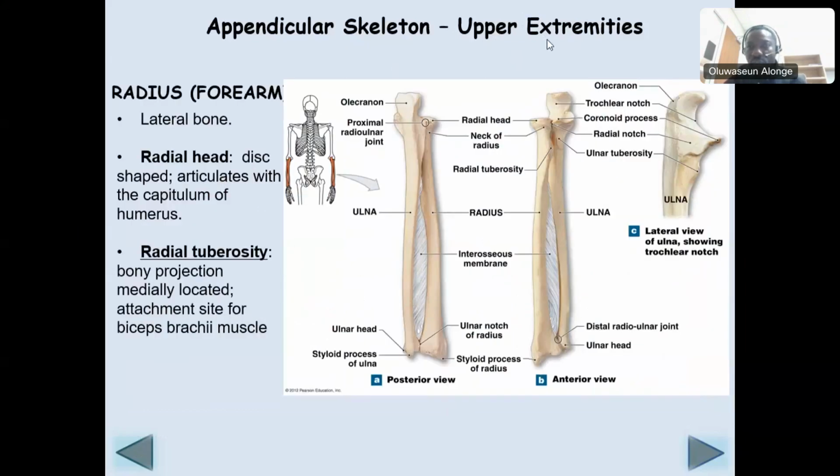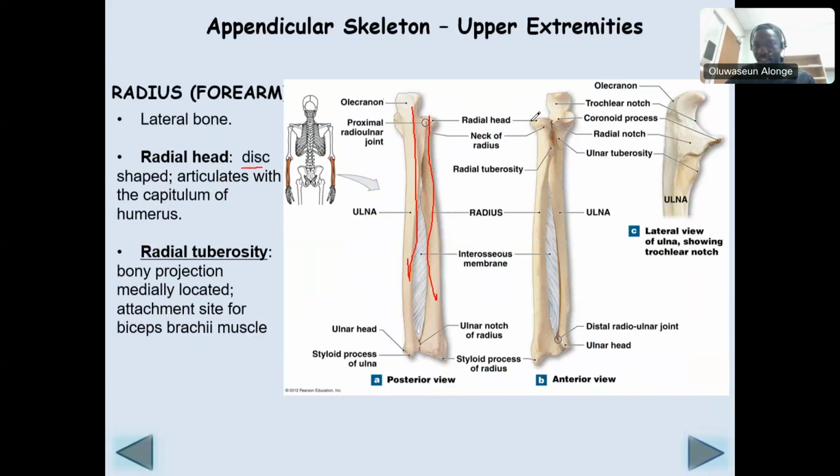All right. So you see that's the radius right there, and that's the ulna. I told you the ulna has the olecranon, and that is the radius. So the radius is the one that is on the lateral side. That's why I call it radiolateral, just to always remember that the radius is on the lateral side. So you see it on the lateral side of your forearm.